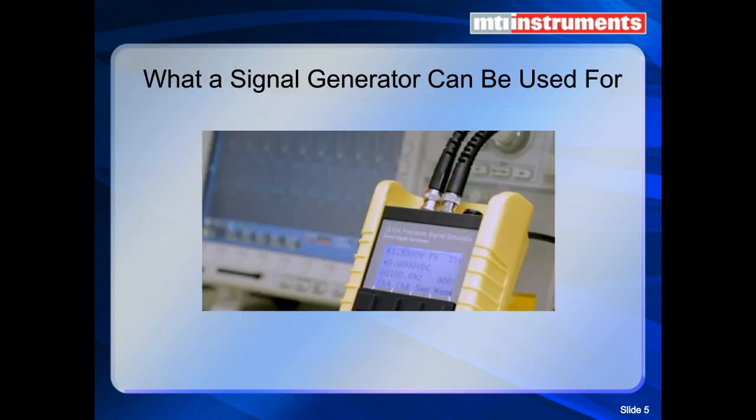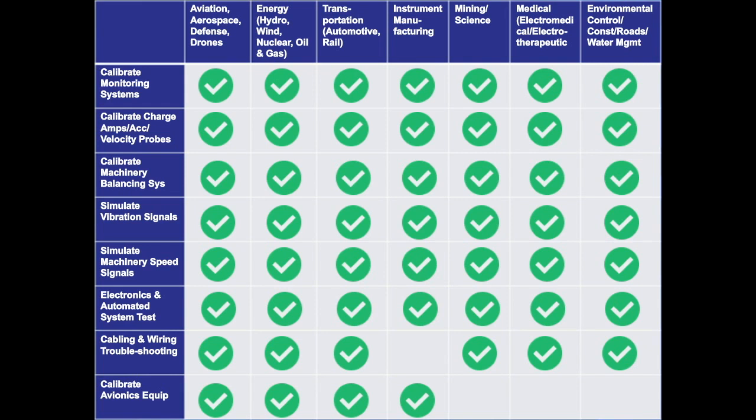What can the signal generator be used for? Actually, quite a few things. If we look at this chart here, we see some of the industries that the signal generator can be used in. Aviation and aerospace was what it was originally intended for. We've since found many, many more applications. For example, in energy, hydro, wind, in power generation plants, you have multiple sensors on the equipment in there, and data acquisition systems to monitor these. Transportation, automotive and rail. A number of railroad customers have used these for checking signals out in the field.